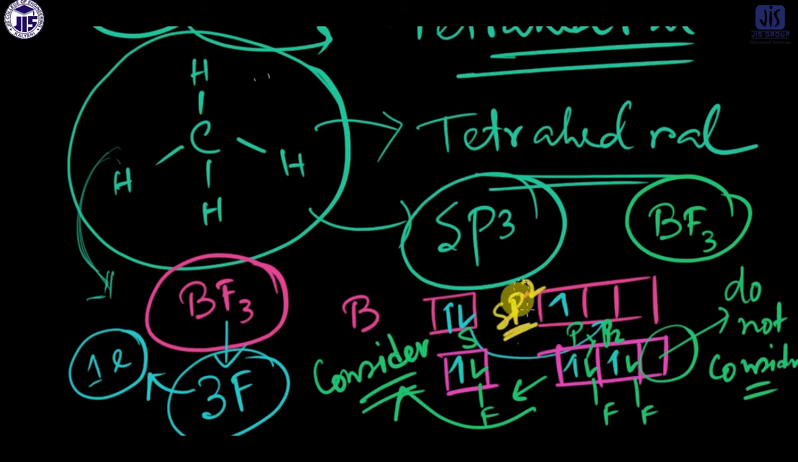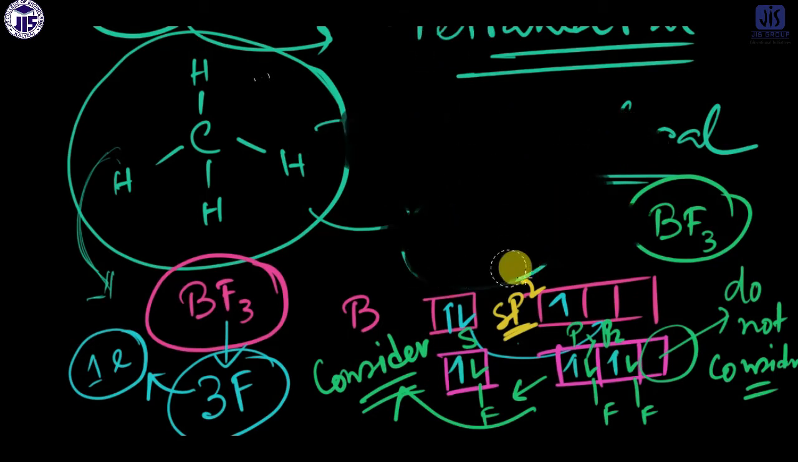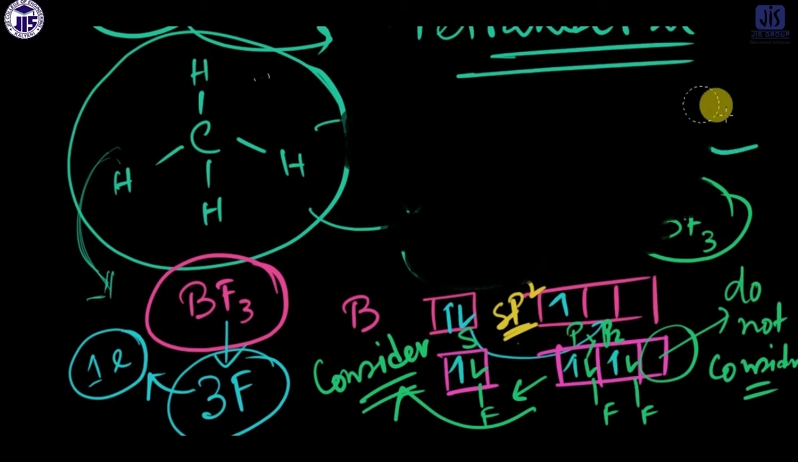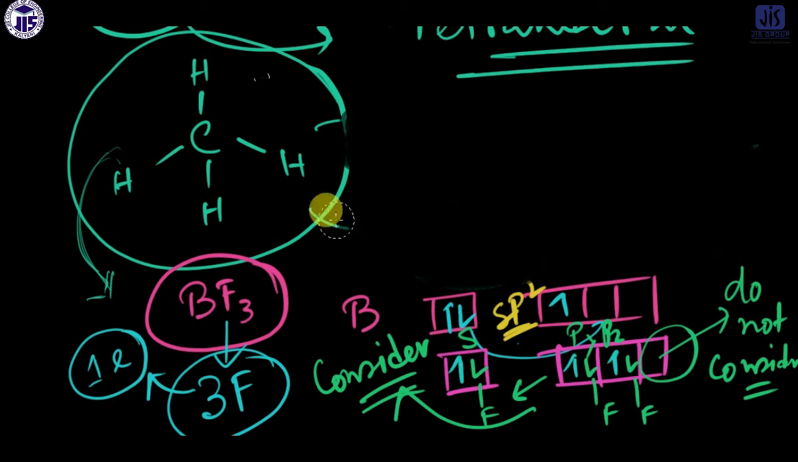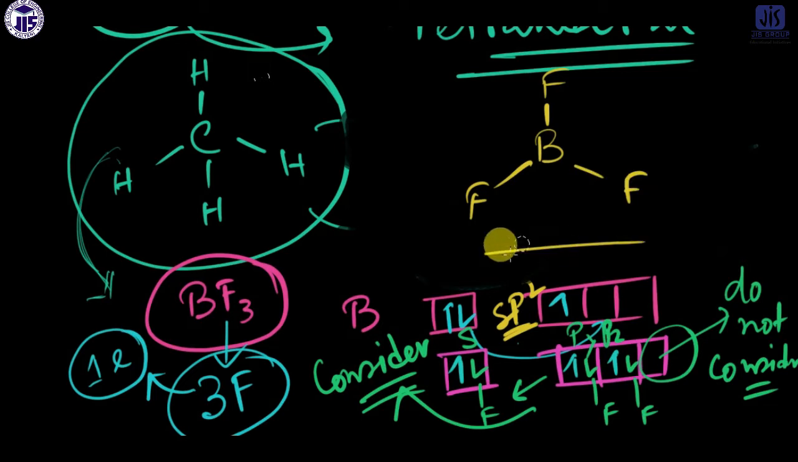sp2. And what is the structure or the shape of the geometry of the sp2? The geometry of the sp2 is here. It looks like triangular. Okay, so the geometry of the sp2 is triangular. In the middle there is B, it is the F, it is another F, and it is another F. So it is the BF3, and the name of the structure is triangular.